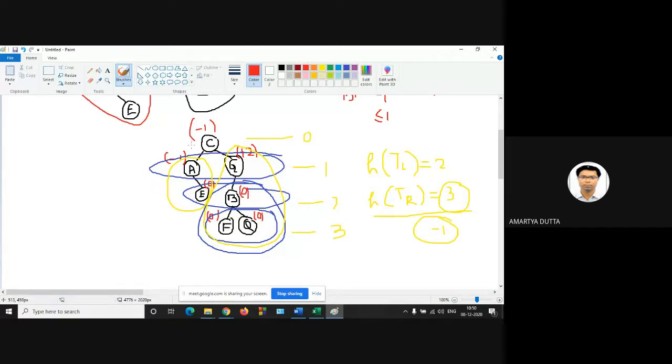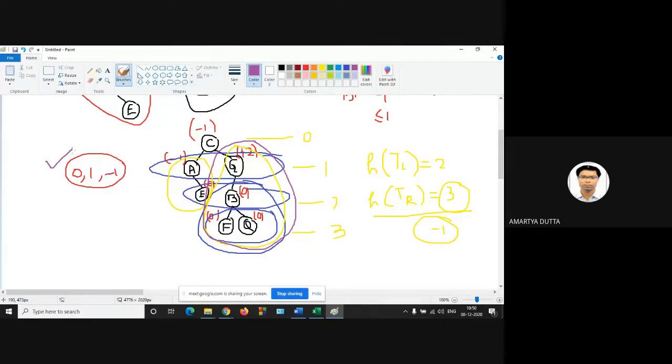Okay. Now the allowable balance factor is 0, 1 or -1. So is it an AVL tree or not? No, it is not an AVL tree because the AVL property is violated at this portion. Every node should have the balance factor 0, 1 or -1. Okay. So this is not an AVL tree.